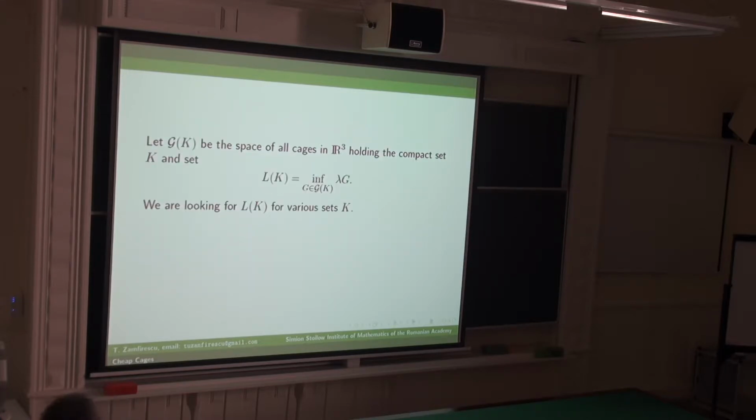And now this is the goal of our research, namely to find the infimum of all lambda of G, being the length of the cage G, over all cages which hold the compact convex set K. And we are looking for L of K, as I said before. This is the infimum of all cage lengths.